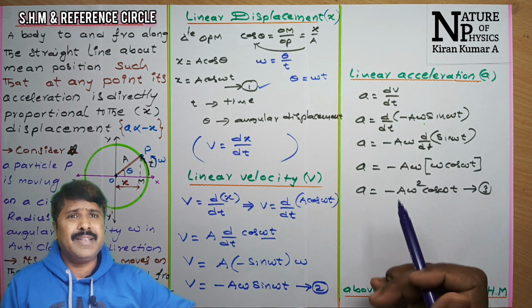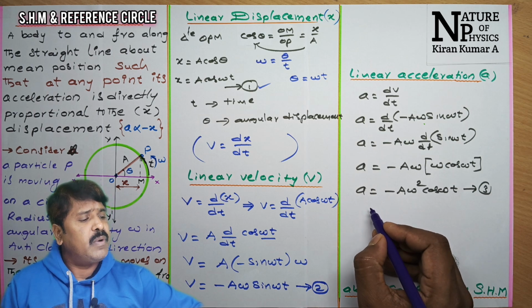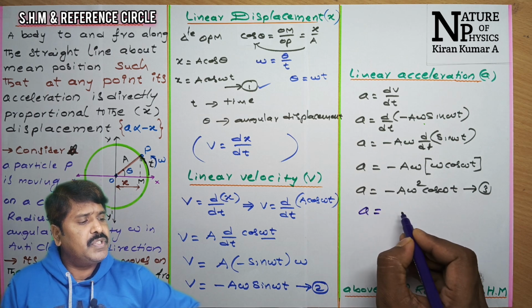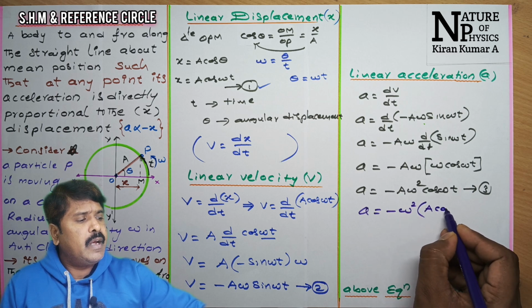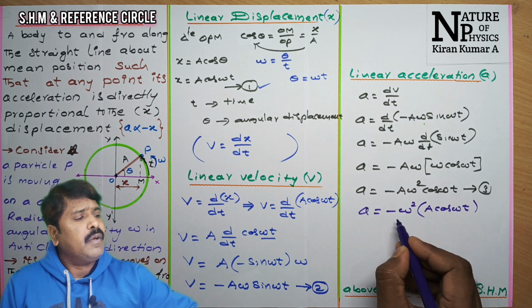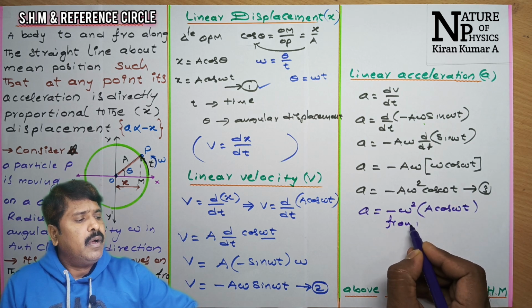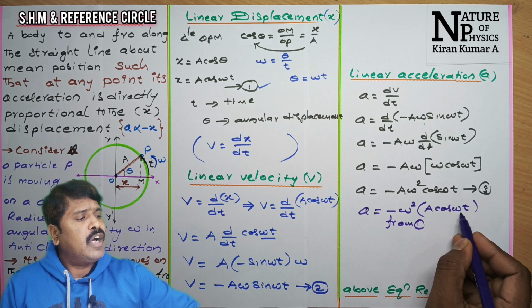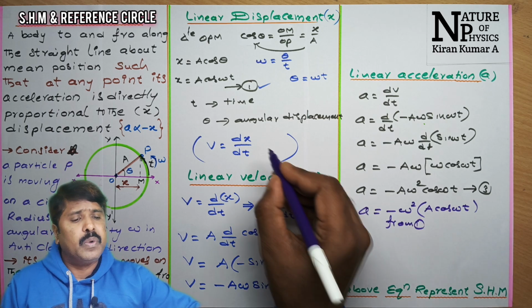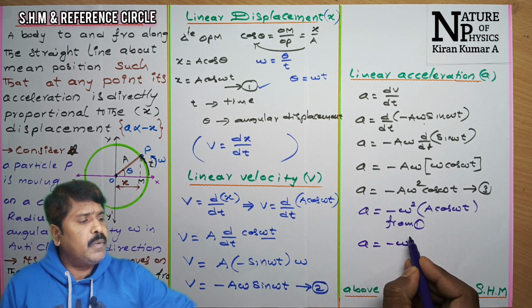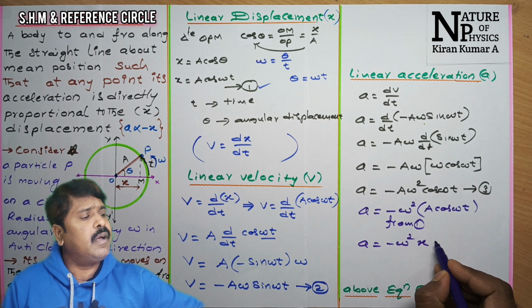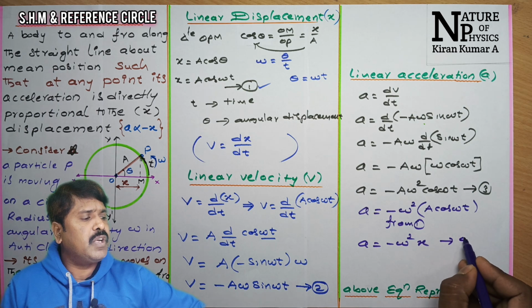In this equation, modifying it, the acceleration a is equal to minus omega square into A cos omega t. From equation number 1, A cos omega t is equal to x. So a is equal to minus omega square x. This I can write as equation number 4.